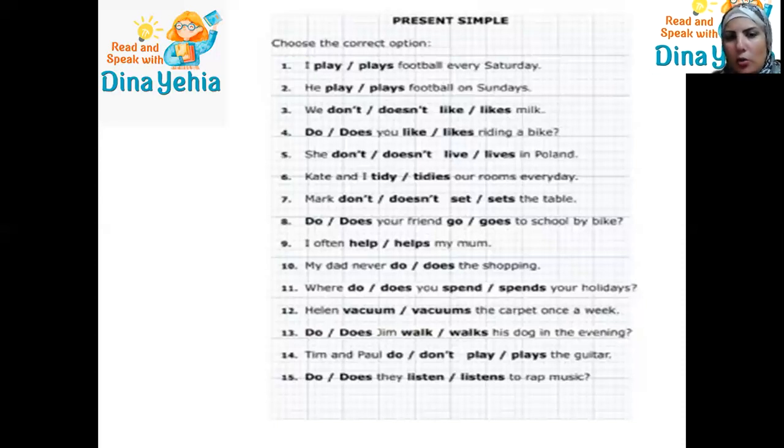Number 4 is do or does, you like or likes riding a bike. So do you like riding a bike? Do you like riding a bike? Let's move to number 5.